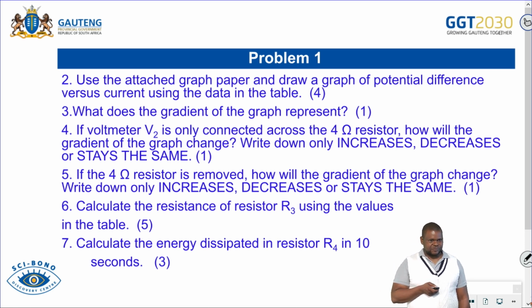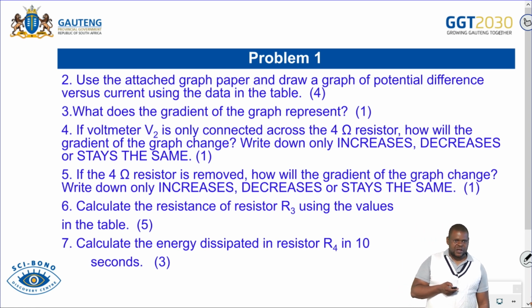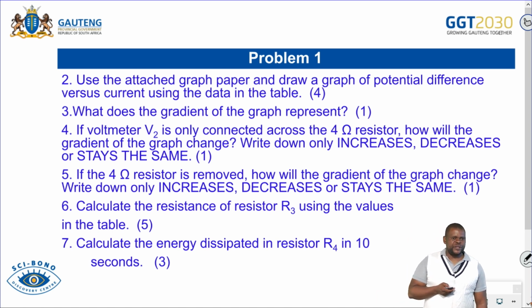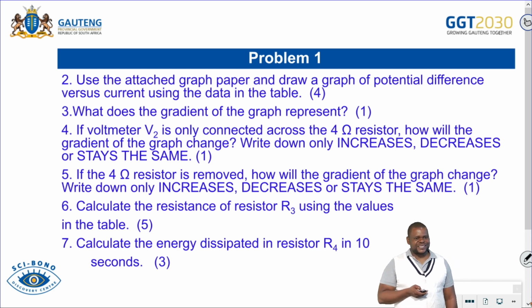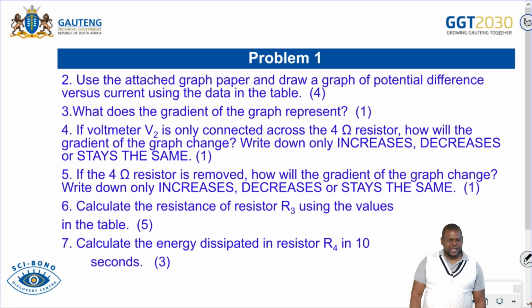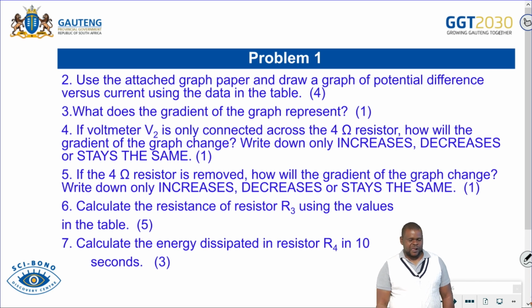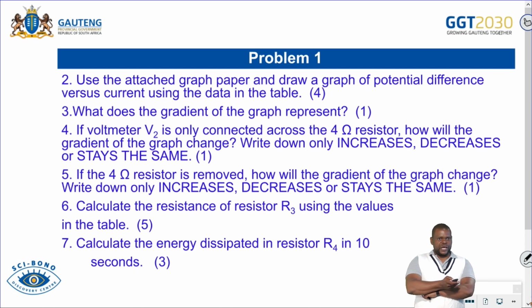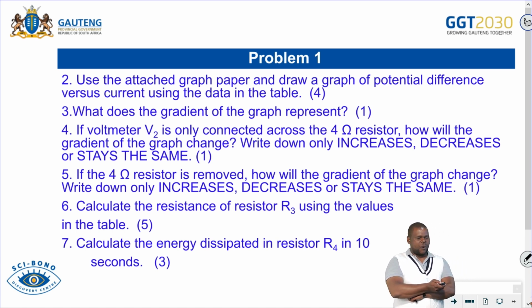Okay? Then, number six, calculate the resistance of the resistor R3 using the values in the table. What will be the resistance of the resistor R3? Okay, 5 marks. We're going to use the values in the table. Then, lastly, calculate the energy dissipated in resistor R4 in 10 seconds. Okay, this is the problems we looked at.